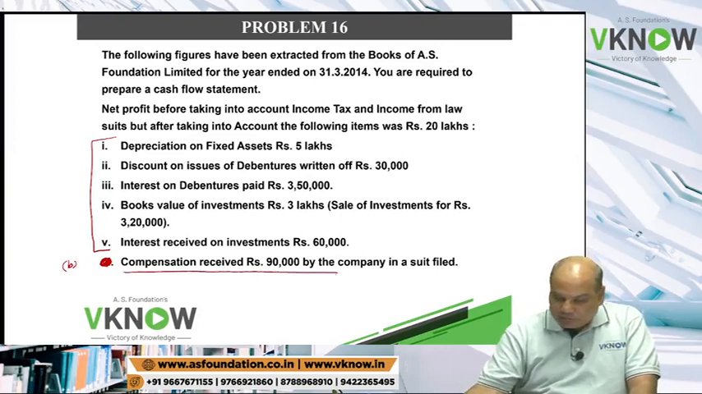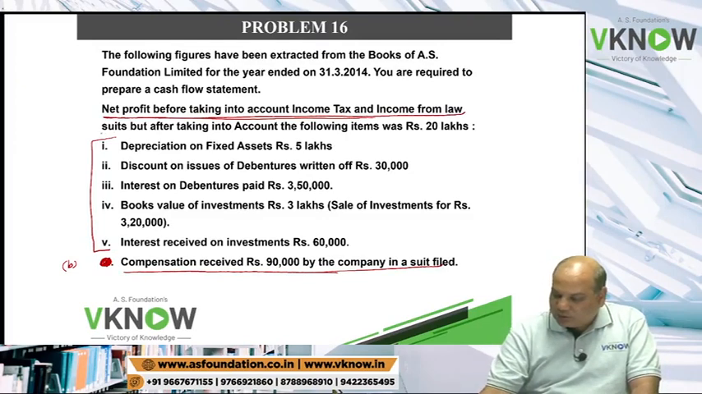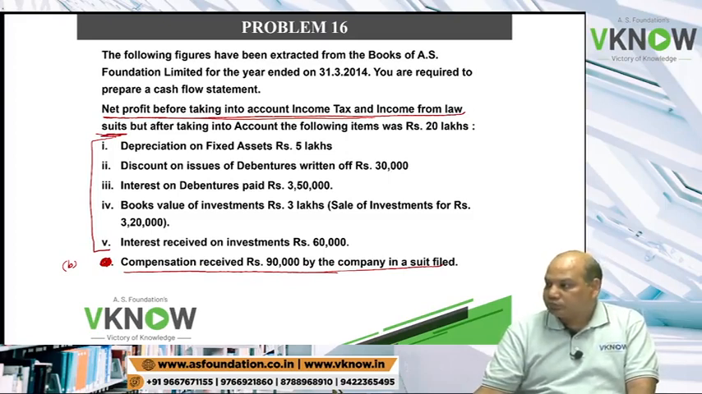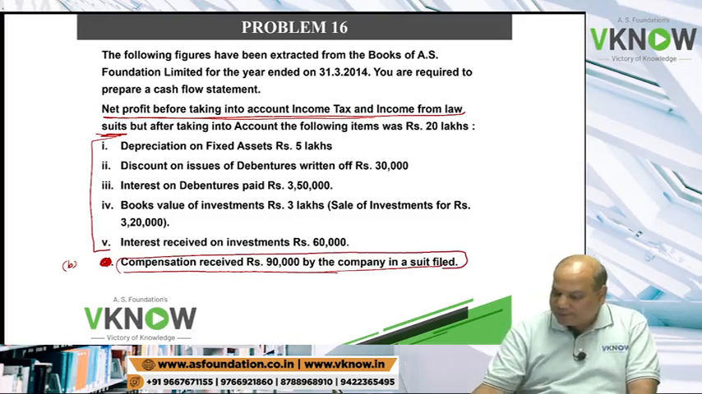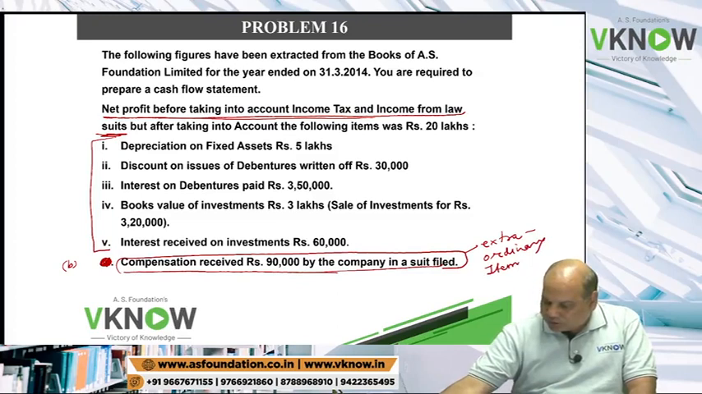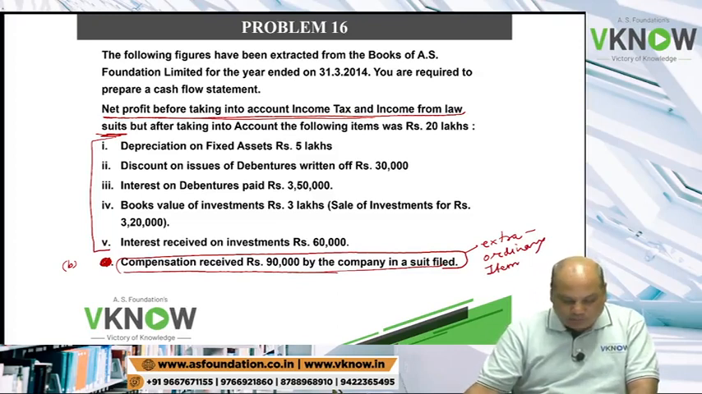This figure 90,000 written here is net profit before tax and income from lawsuit. Net income will be shown separately. This income will be shown separately. This is an extraordinary item. Will present separately.